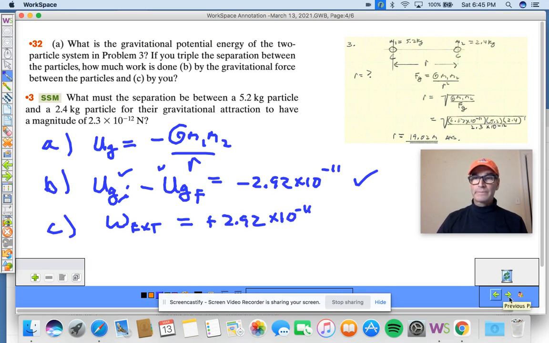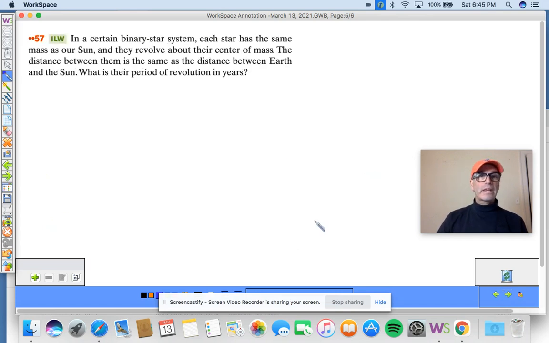All right, next problem. Okay, a certain binary star system. Each star has the same mass as our sun, and they revolve around their center of mass. The distance between them is the same as the distance between the Earth and the sun. What is their period of revolution in years? Well, okay, here's the binary star. Apparently, half the stars that you see up there in the sky are binary star systems. I'm just saying.